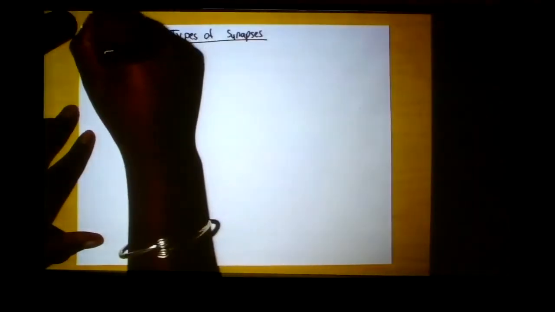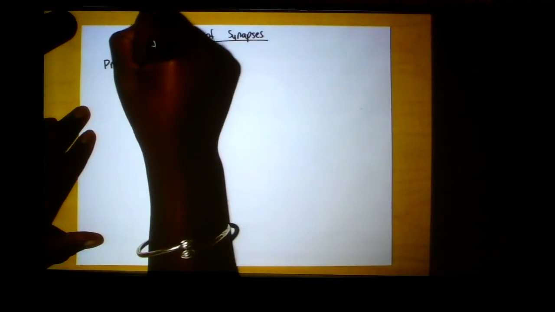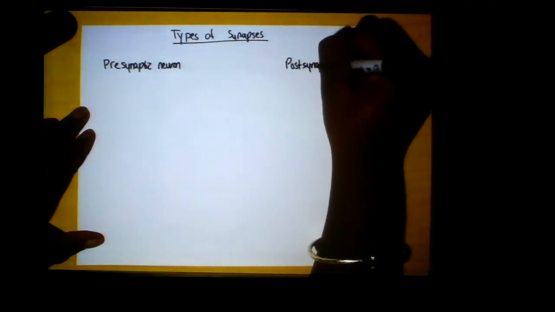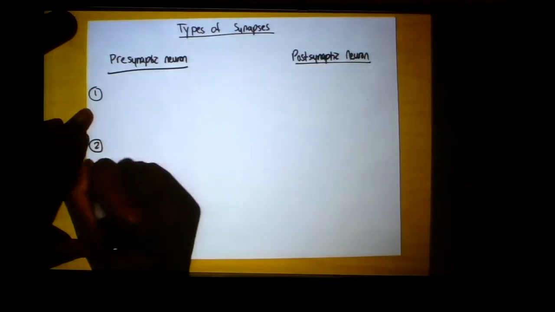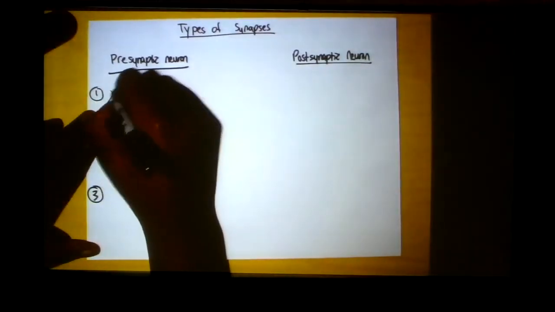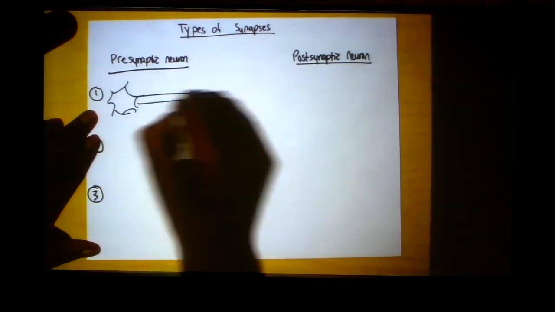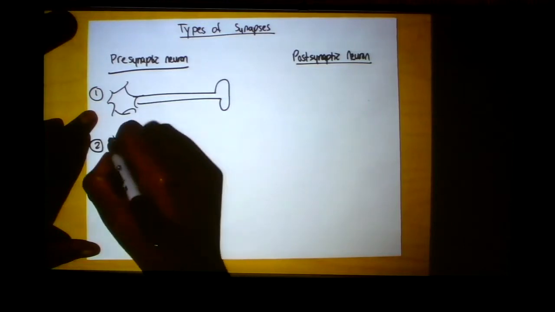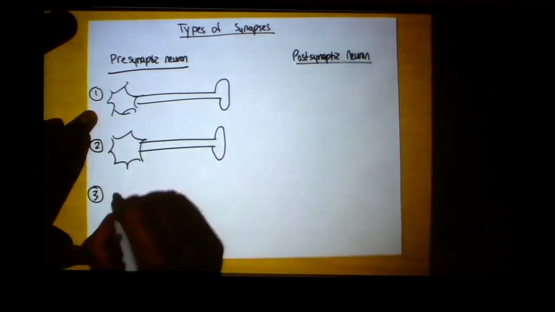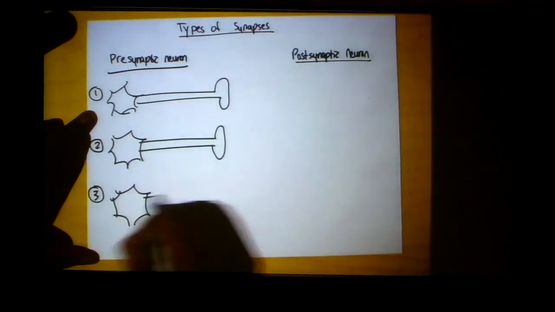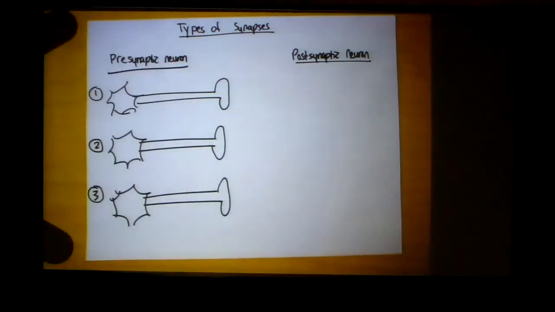So here we're looking at the different types of synapses. And we have three options for the presynaptic neuron. And then on this side, we'll have the postsynaptic. So we have three types of connections. There are actually others, but we're really going to talk about three types.